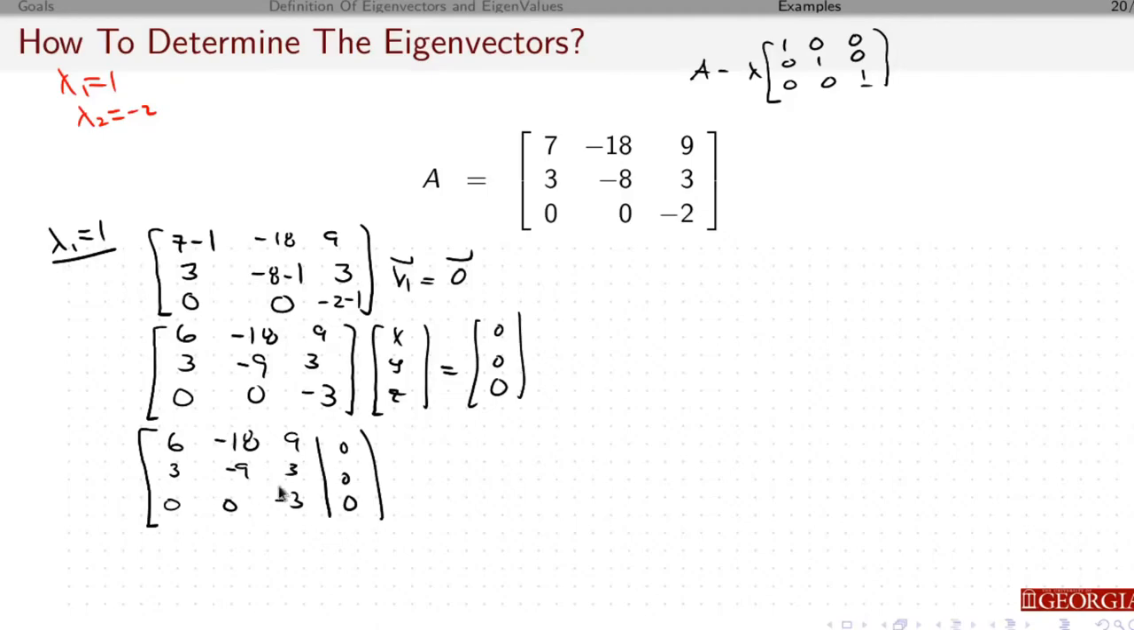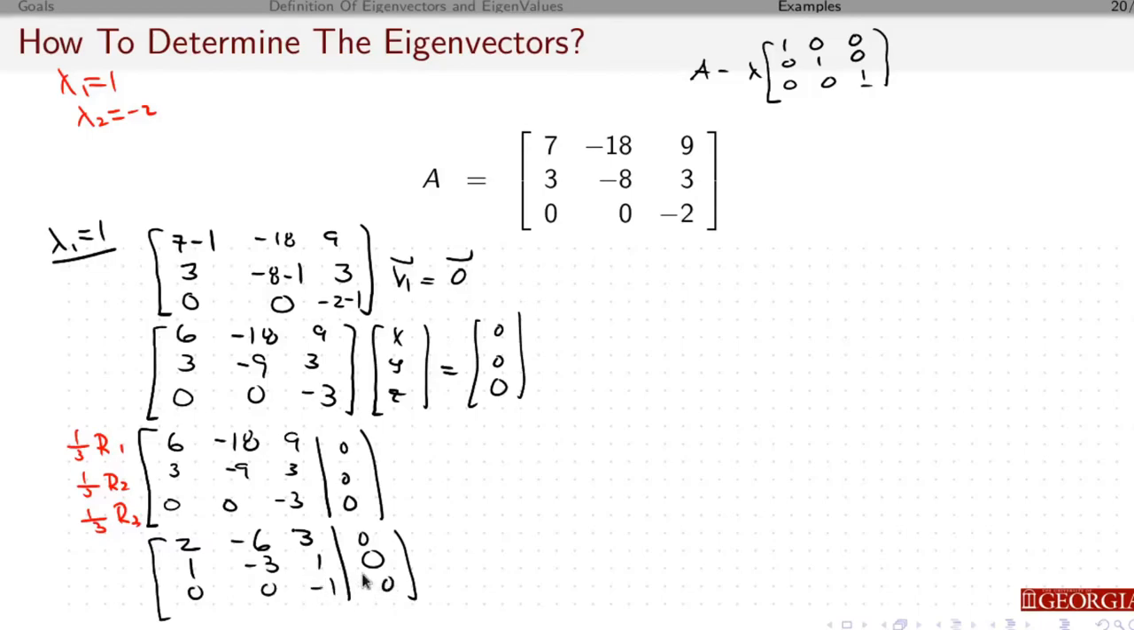First thing I notice is there's a lot of threes. Everything's divisible by three, so let me clean this up. Let me divide row 1 by 3. I'm going to do row 2 and row 3 just because I can. So it's going to give me 2, minus 6, 3. It's going to be 1, minus 3, 1. It's going to be 0, 0, minus 1, 0.